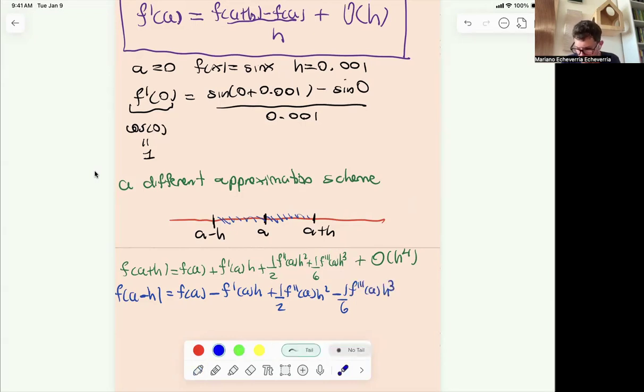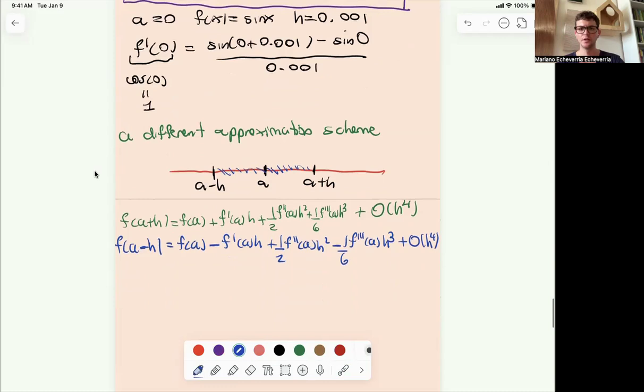And again, the O is just a symbol to say that whatever comes next, the dominant term is h to the 4. The constants per se don't matter too much, so you can also continue writing O of h to the 4. So now you have these two Taylor formulas applied, one for a plus h, and the other for a minus h. There are these two equations.